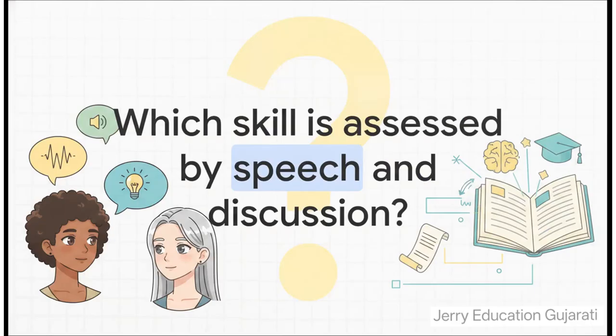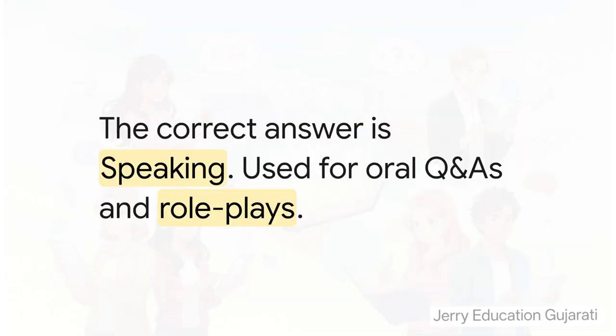All right, let's keep the pace quick. Next question. Which skill is assessed by speech and discussion? Think back to those practical classroom methods we highlighted earlier. The correct answer is speaking. Remember, oral Q&As, debates, discussions, and role plays, those are your primary active assessment methods to really test a student's spoken purity and their confidence.